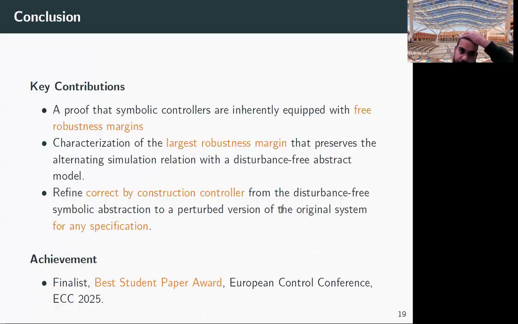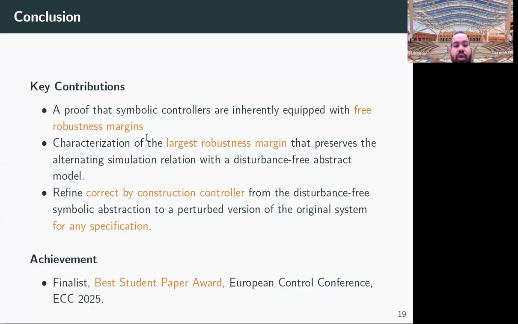Then for the conclusion, we have three key contributions in this paper. The first is that we have proven that symbolic controllers are inherently equipped with a free robustness margin. And we have proven that it always exists because the epsilon max we have defined is always positive. So we always have this free robustness margin that we can take advantage of.